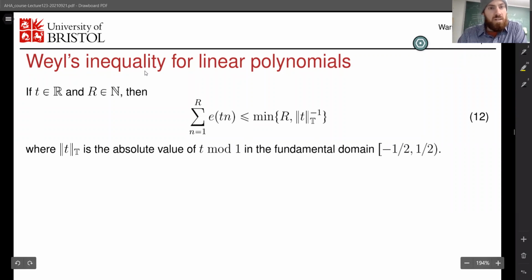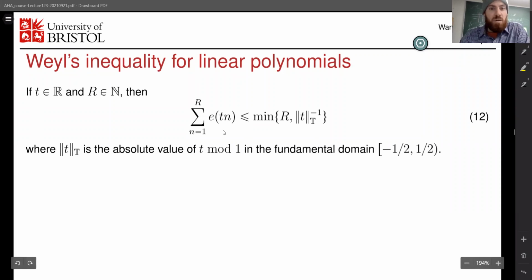I'll restate Weyl's inequality for quadratic polynomials in a bit, but one of the key steps is understanding Weyl's inequality for linear polynomials. So there are two stages in proving Weyl's inequality for quadratic polynomials: one, prove it for linear polynomials, and two, leverage that information. Let's focus on the first one, and we'll get to how you leverage the information in a bit.